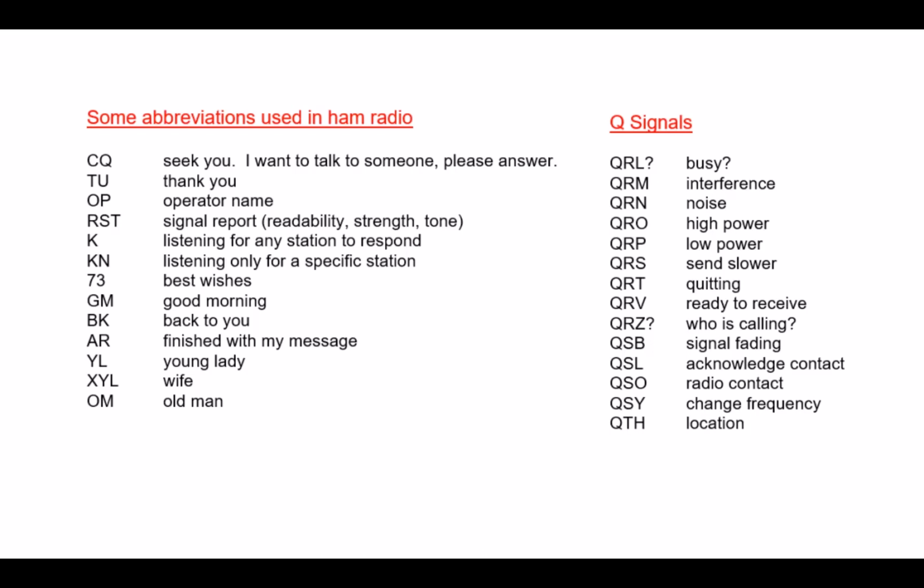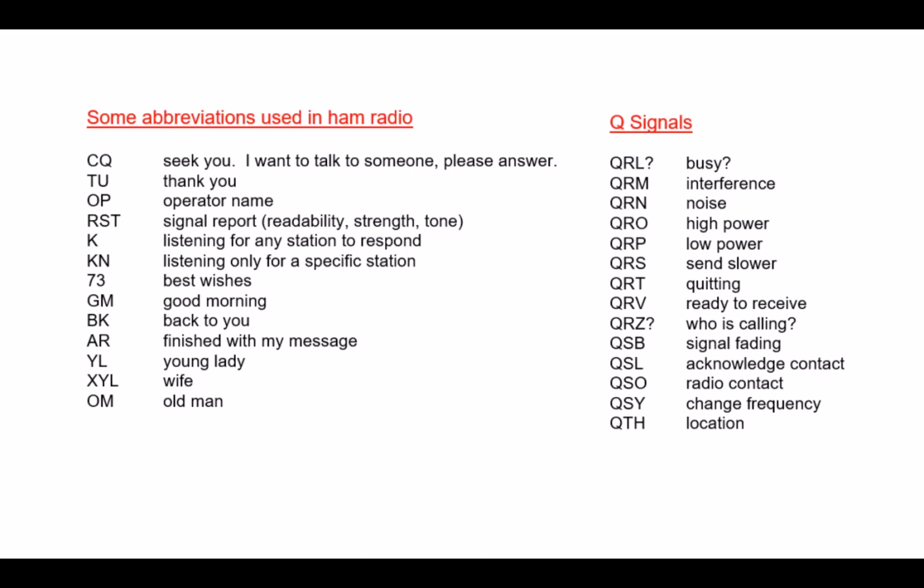You'll hear YL for young lady. XYL means a wife, and OM for old man. So you'll hear those abbreviations and many more on the air from time to time. The best way to learn those is to just get on the air and start doing CW. You'll get the hang of it fairly quickly.